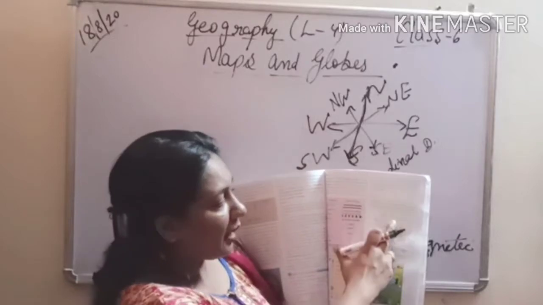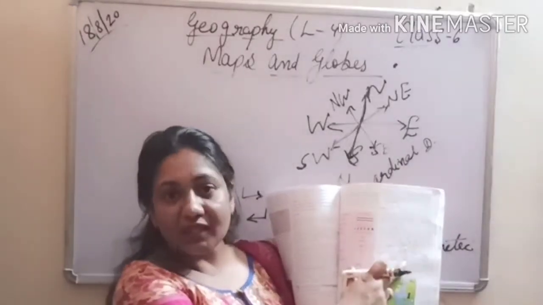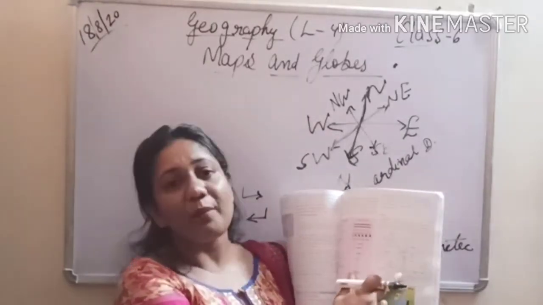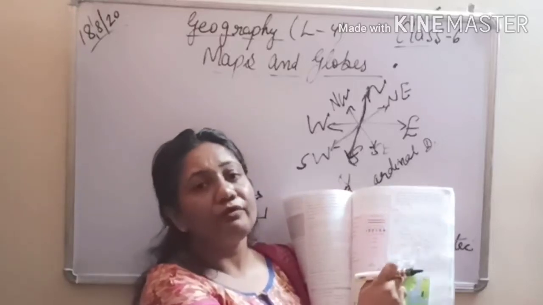So this way you might have seen. Have you seen the map of your house? If not, then you can ask your parents. They can show you the plan of your house.